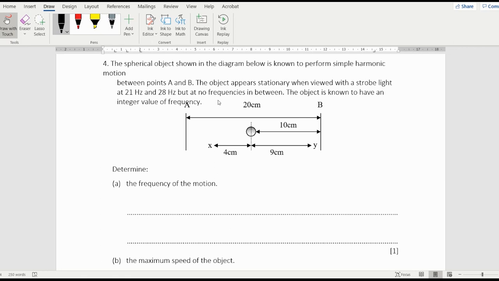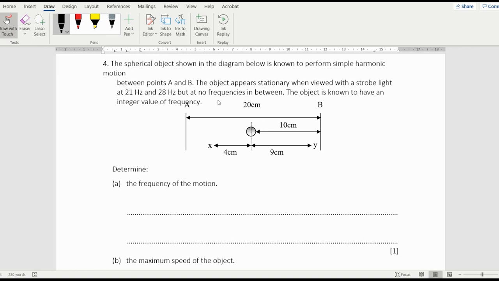So what it means is that when I shine my stroboscope on it, it looks like it's stationary, so it hasn't moved at all between 21 and 28, which means that there must be something common about those two, which means that's the frequency of the object. So if this object had a frequency of 28 Hertz, for example, it wouldn't have frozen at the 21, it would be somewhere in between. This means that there must be a common value between 21 and 28, and the only value that is common between 21 and 28 is 7.